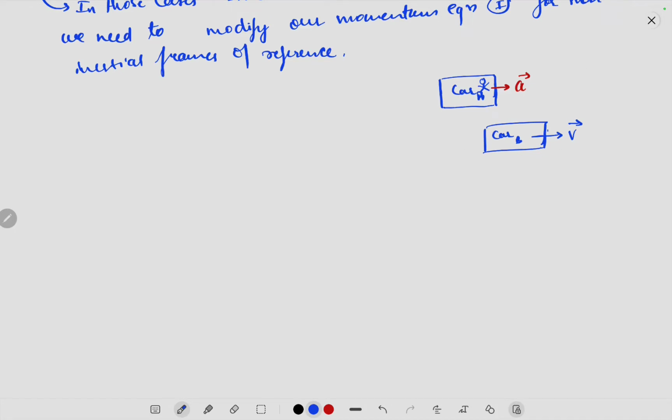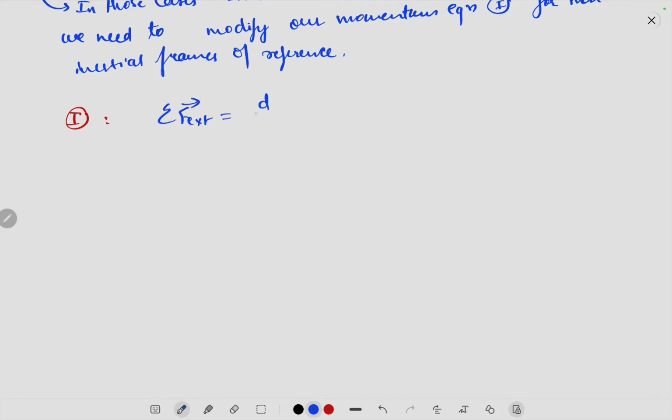so I hope this concept is clear to you. So in this problem, although there was no external force acting on car B, still for the observer sitting in car A, some force is acting on this car B, because of which this car B would be accelerating. Okay, so how to modify our momentum equation, which was summation F external is equal to d by dt of the integral over cv of vxyz rho dv plus integral over cs of vxyz rho vxyz dot dA vector. How can we modify this equation?